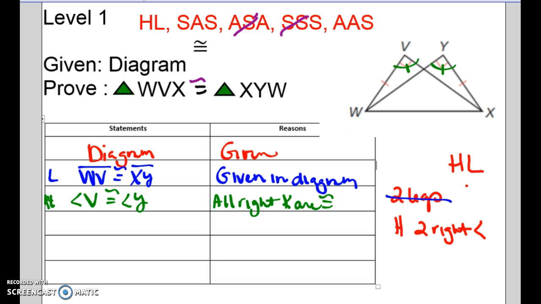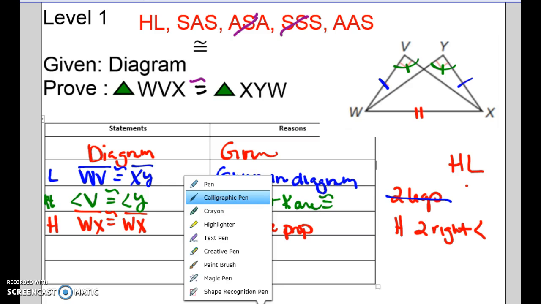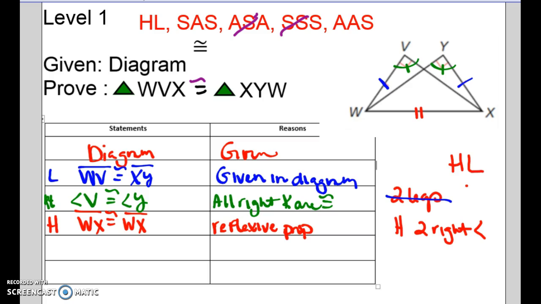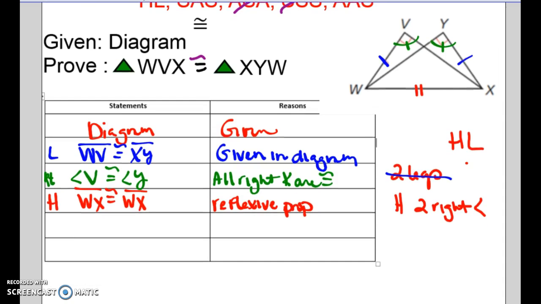So there's this. I've got the blue for my WV and my XY. And then what's the hypotenuse in my triangle? It's WX. So my hypotenuse is going to be WX is congruent to itself, and I have to say that, and that's the reflexive property. So if we check in here, I've got a hypotenuse, I've got a leg, and I've got the fact that it's a right triangle.